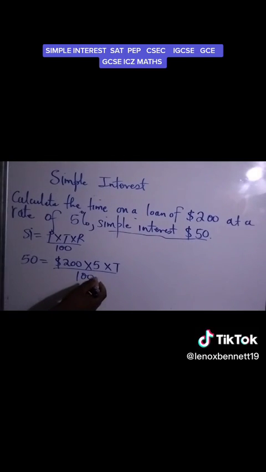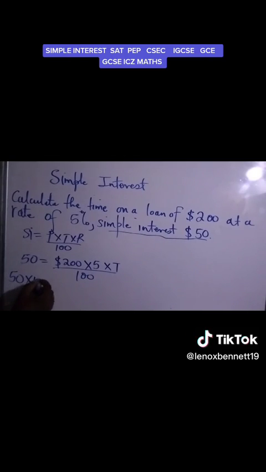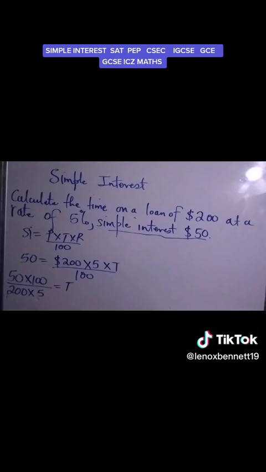Alright, let's transpose. Take the opposite of what is done to T. So 100 is being divided, so we multiply, and then we have 200 times 5 being multiplied, so we divide. And from there, we cancel down, and whatever we get, that would be our answer.